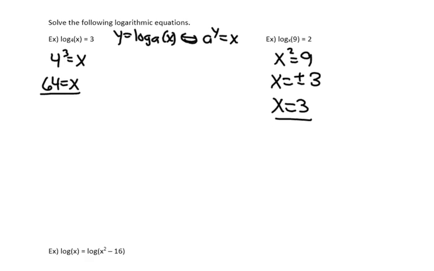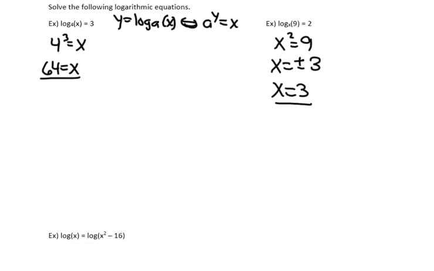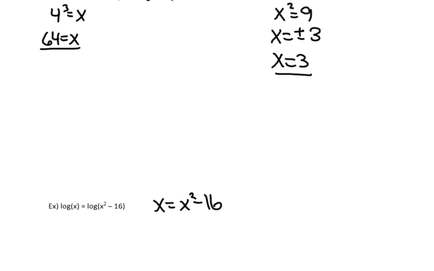One other example then. Now notice the common log of x is equal to the common log of x squared minus 16. Notice the bases are exactly the same. And because there's no base there, we assume it's 10. That's why I call it the common log. I can now set these equal to each other. Again, because it is a quadratic equation, I'm going to set it equal to 0.